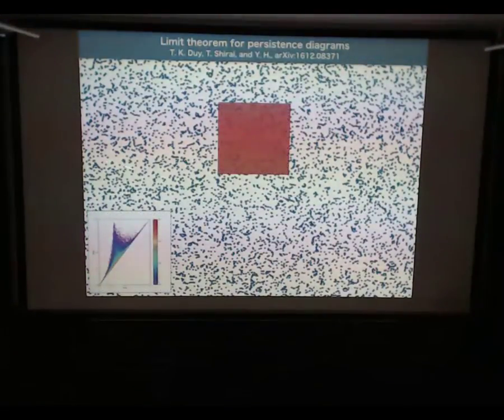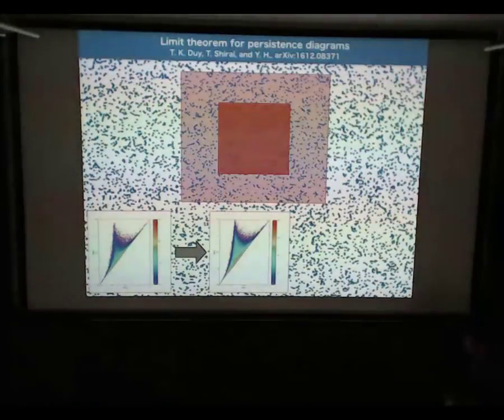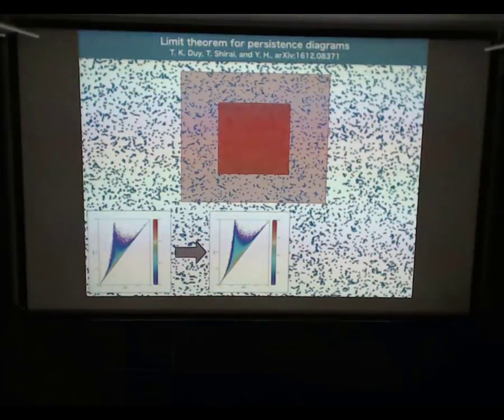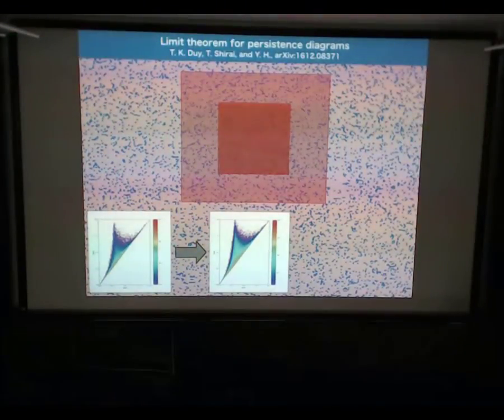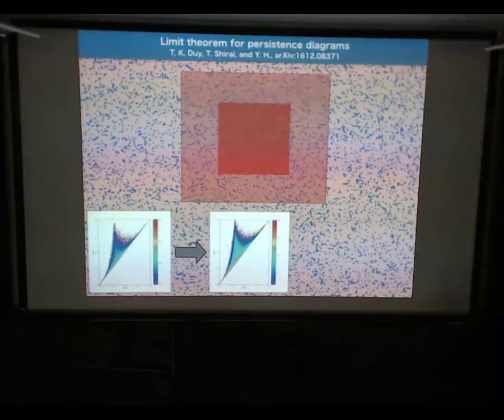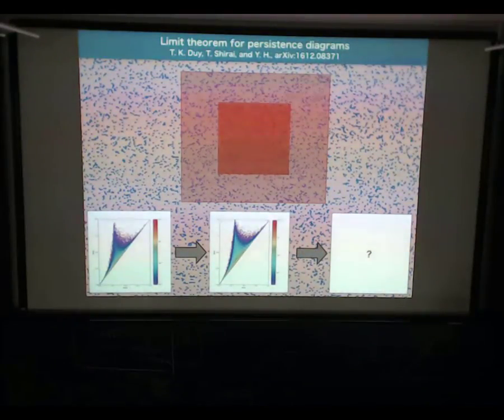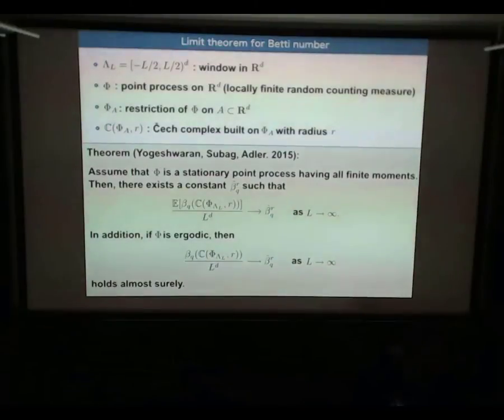So, as I explained in the introduction, given a system size, say simulation size, we compute the persistence diagram. And when we increase the system size, the persistence diagram will somehow grow. And here, my interest is the scaling limit when the system size tends to infinity. And I want to see what the correct concept of the limiting persistence diagram is in this case. And in order to study such a problem, let me here recall the recent result by Yogeshwaran, Subag, and Adler about the limit theorem for Betti numbers.